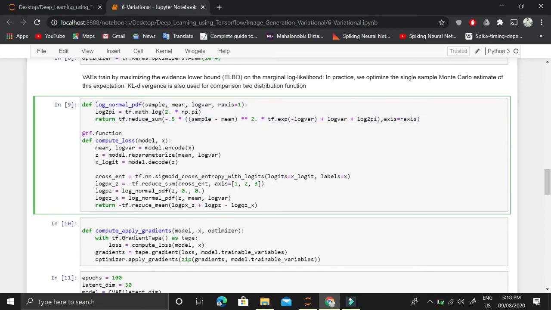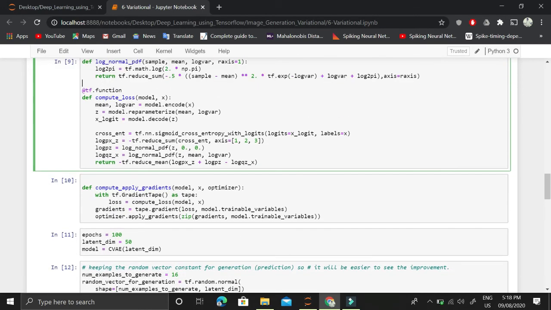So this is kind of a B part, and this is the A part where, given this mean and log variance, we reparameterize it and then we decode it. So this is the logits, the final probabilities, and then we apply this cross entropy and we reduce it. So this log p(x|z) is basically what I was talking about in the A part. This is the A part.